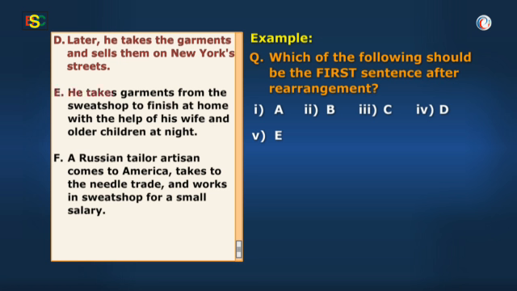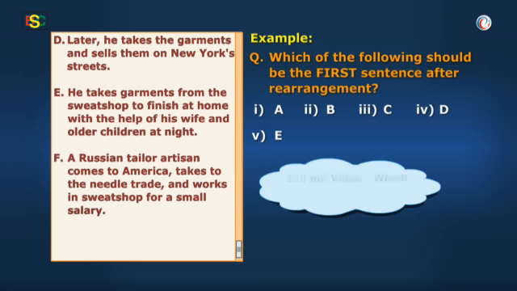E. He takes garments from the sweatshop to finish at home with the help of his wife and other children at night. F. A Russian tailor artisan comes to America, takes to the needle trade and works in sweatshop for a small salary. Tell me, Vidya, which sentence is the first one?